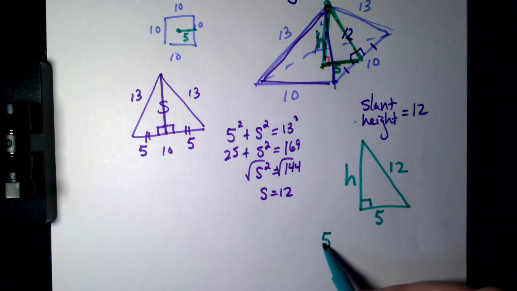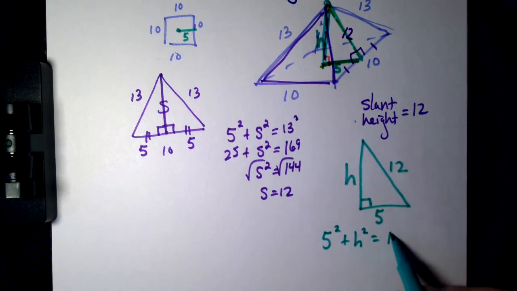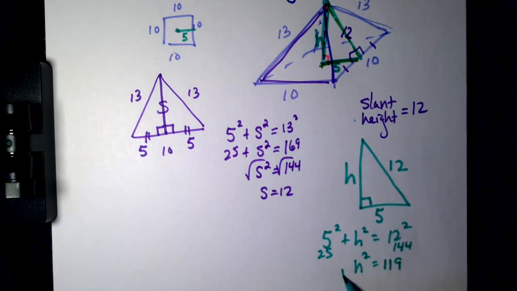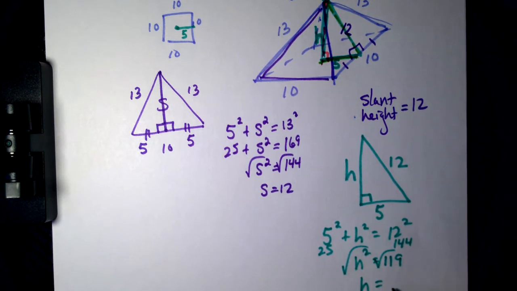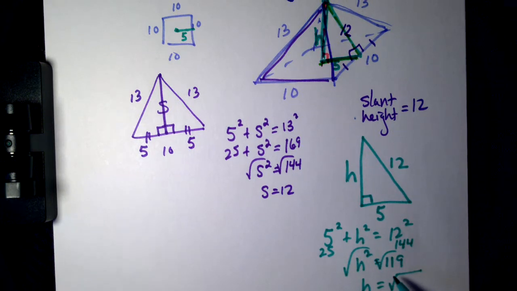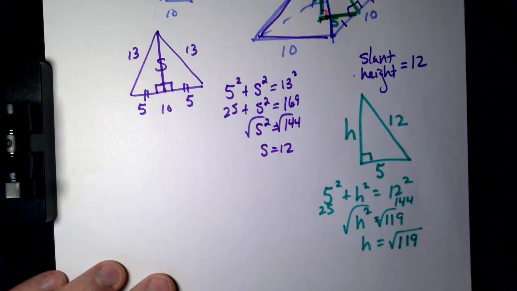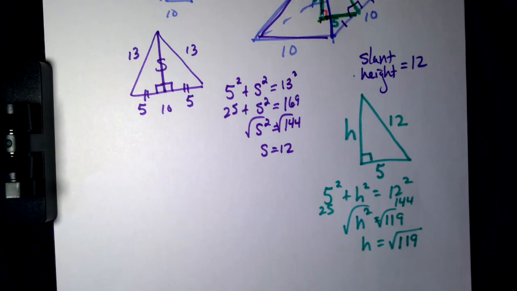So 5 squared plus H squared equals 12 squared. H squared is equal to 144 minus 25, which is 119. When you square root that, I'm doing a little thinking here, but I think 119 is actually prime. I don't believe it has a simpler answer. Square root of 119 is the answer to the whole problem. Kind of a weird number to come up with here.